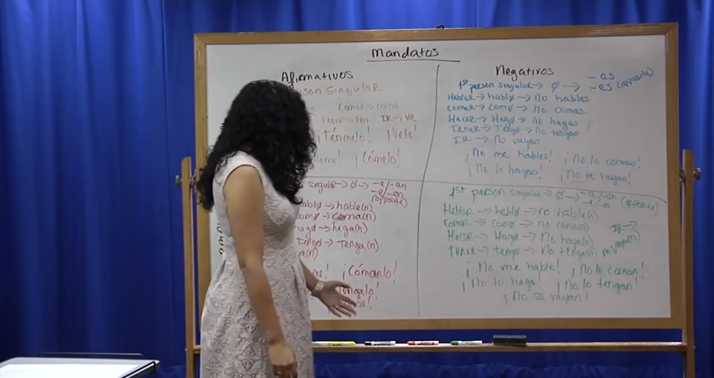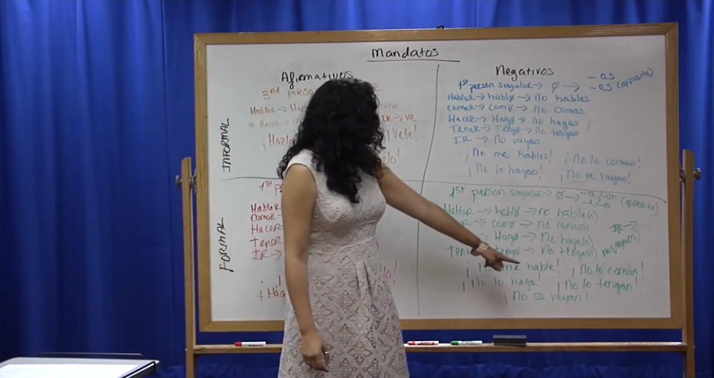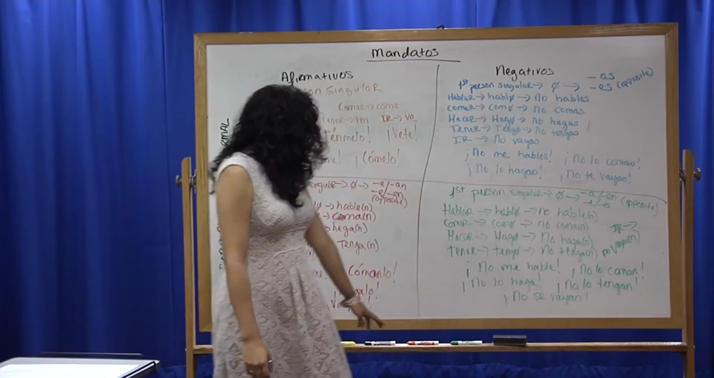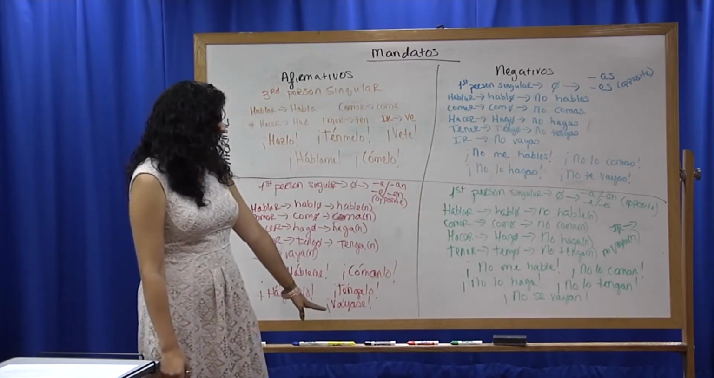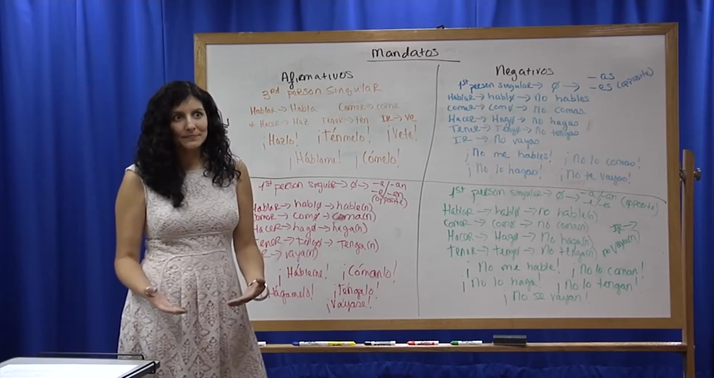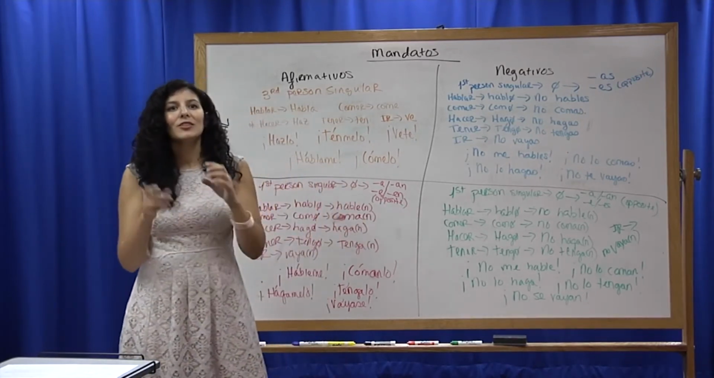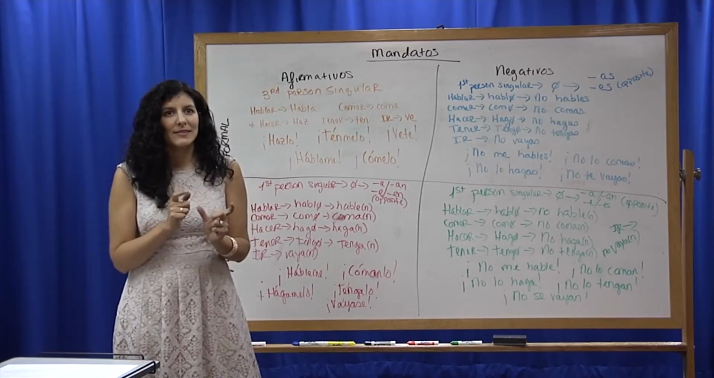Instead of saying téngamelo or ténganmelo, I would say no lo tengan. Instead of saying váyase, I would say no se vaya, right? Or no se vayan. So that's the only difference with the negative and the affirmative, right? Is that you're going to have to unpack all of those phrases.